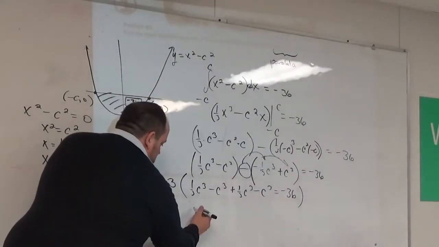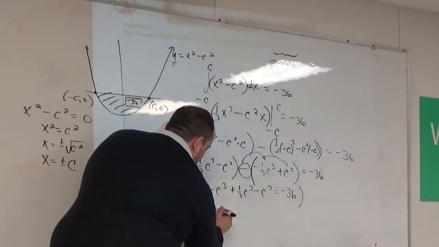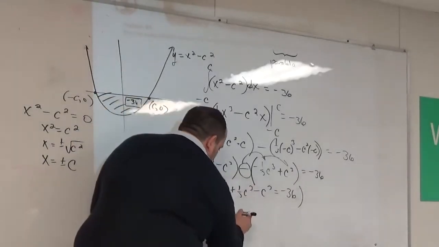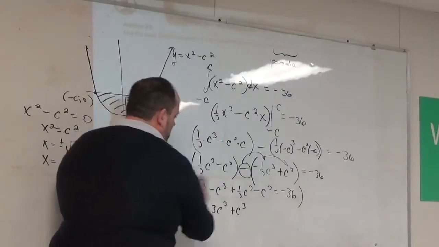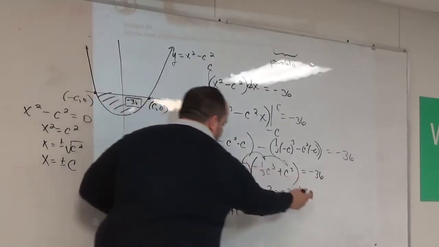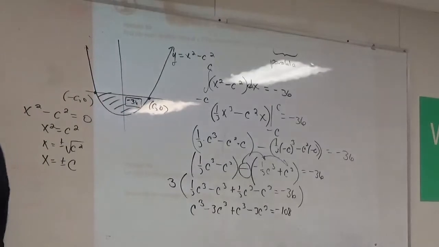3 times 1/3 c cubed is c cubed. 3 times negative c cubed is negative 3c cubed. 3 times negative 36 is negative 108. This should be a much more likely problem for us to get right because we get rid of all the fractions.